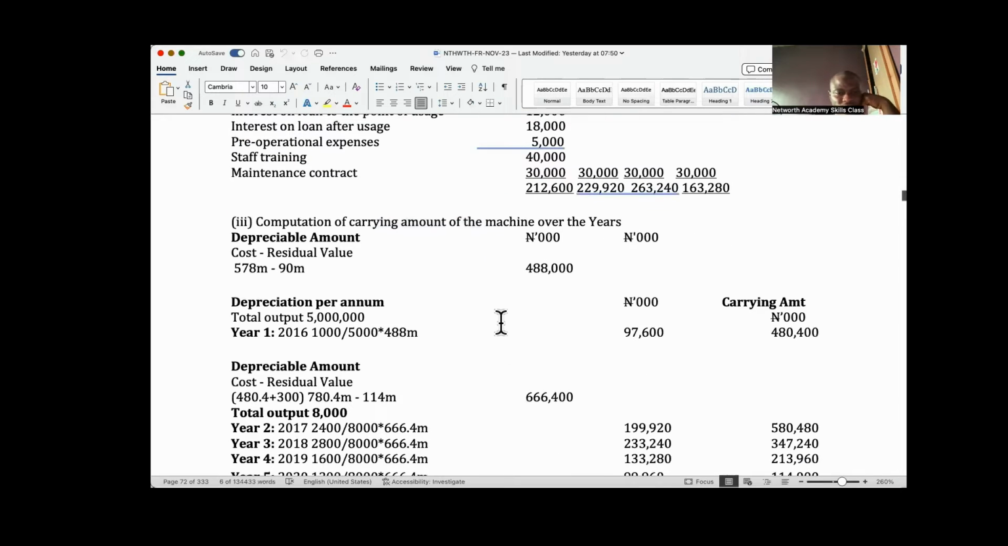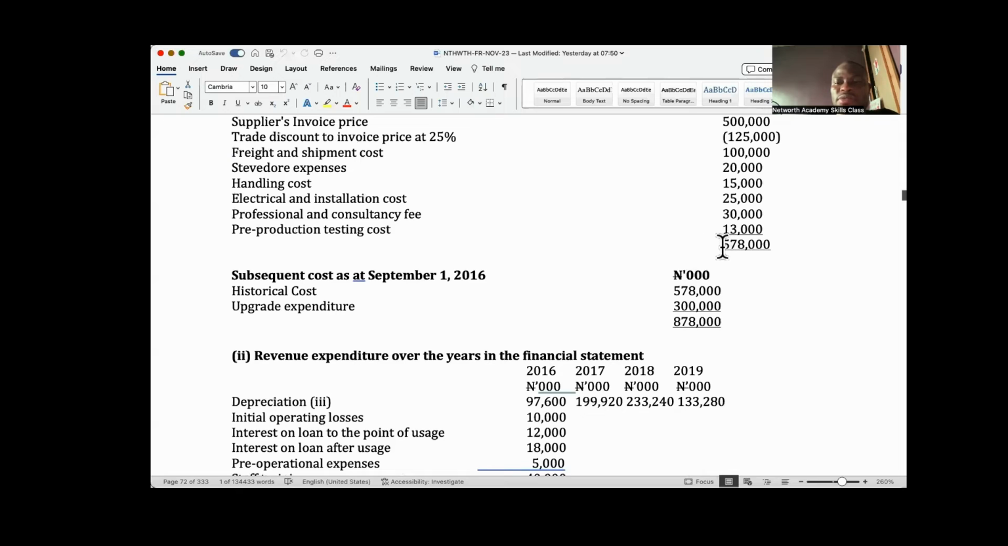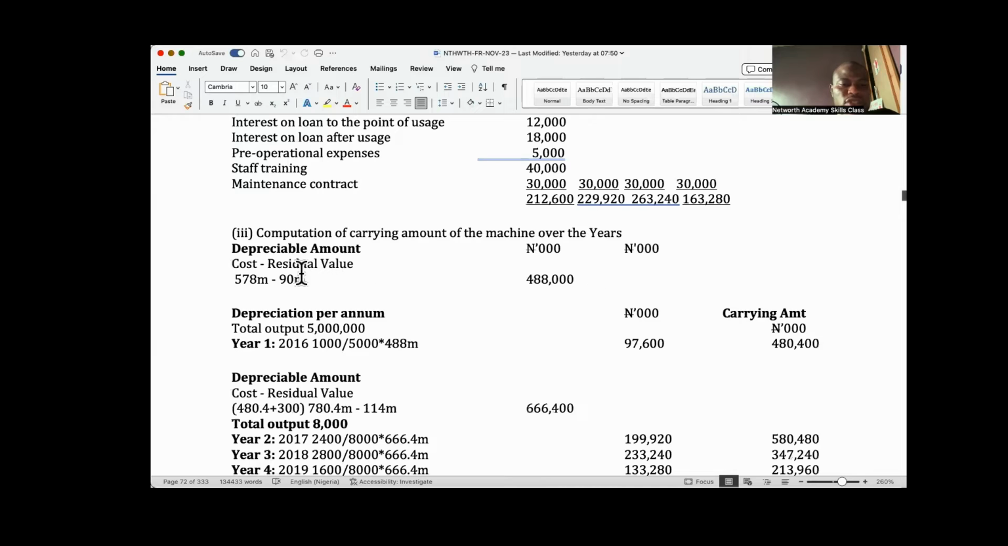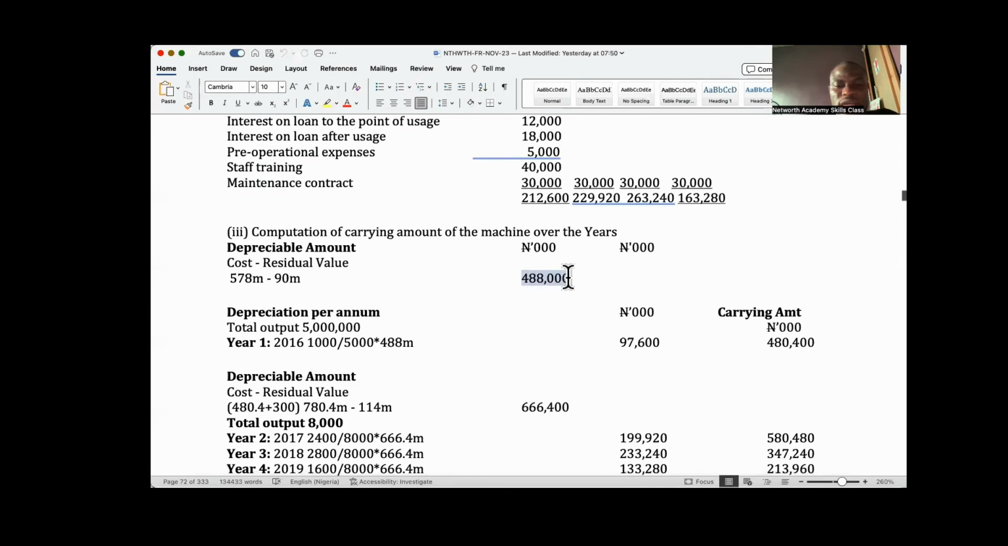So firstly, in the first year, which is year one, first, we need to get our depreciable amounts. Mostly, when you want to depreciate an asset, you need to get depreciable amounts, which might either be the cost if there is no residual value. But if there is residual value, you need to remove the residual value. So depreciable amount is cost minus residual value. The cost is 578 million. The residual value is 90 million. You might be wondering, where did we get this 578 million? That is what we worked out earlier on. 578 million. By the time you deduct 90 million, our depreciable amount is 488 million.